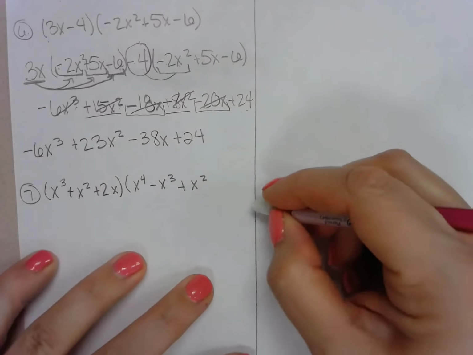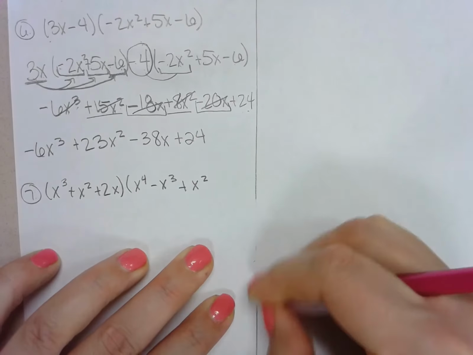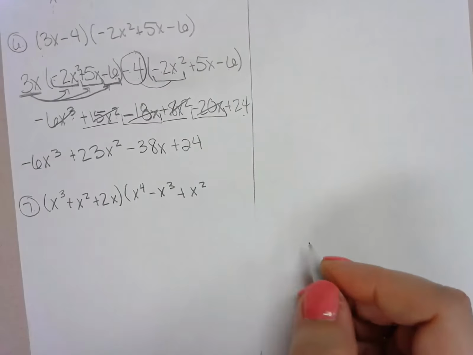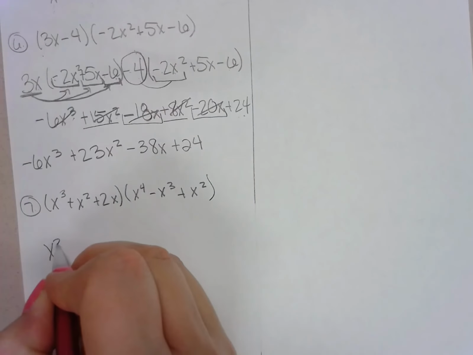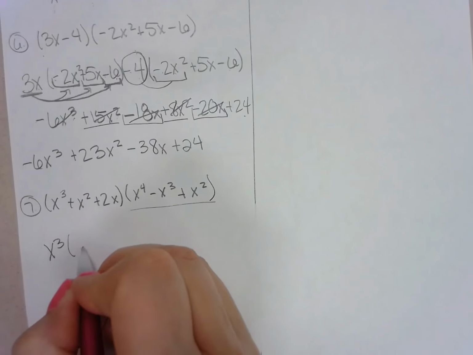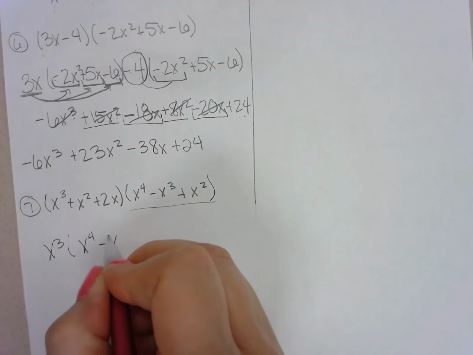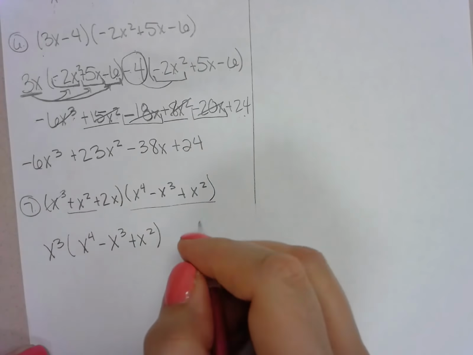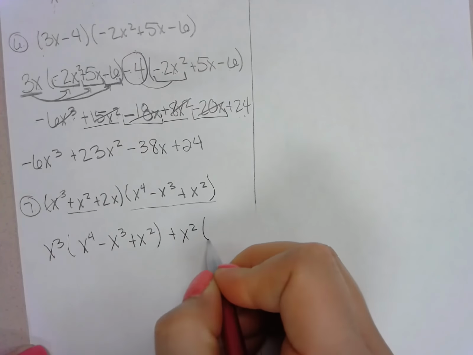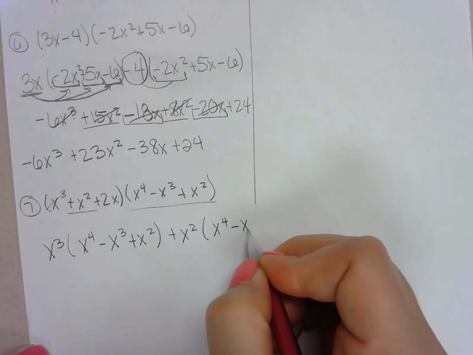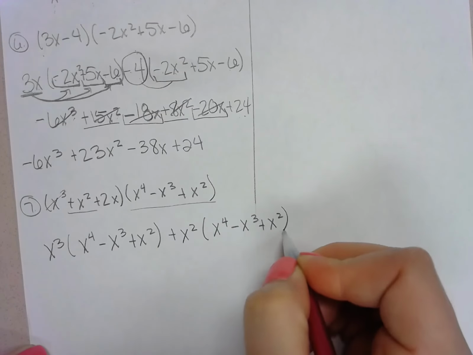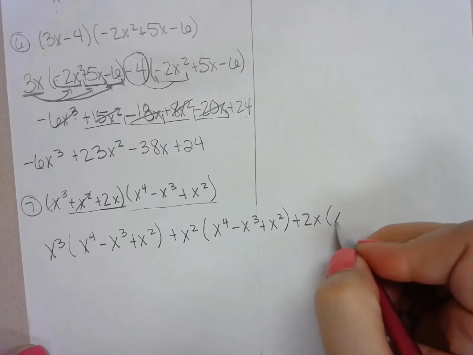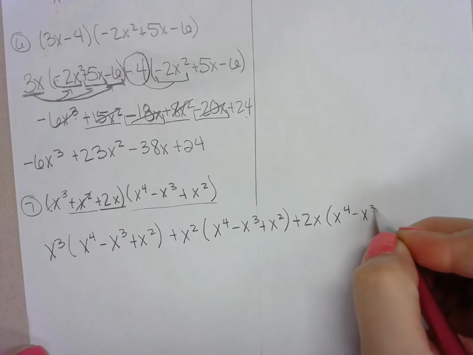This is actually going to go a long way across my paper, so I'm going to erase this line here in the middle so that I can get it all on there. I'm going to break this into pieces, x to the third, and I'm going to multiply it times the second set of parentheses. So x to the fourth minus x to the third plus x squared. So I've used that. Then I've got a positive x squared, and I'm going to multiply that times x to the fourth minus x to the third plus x squared. And then I've got a positive 2x, and I'm going to multiply that by that second set of parentheses.